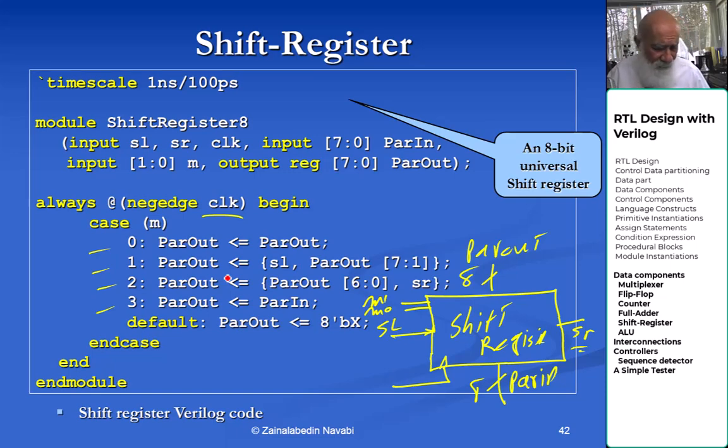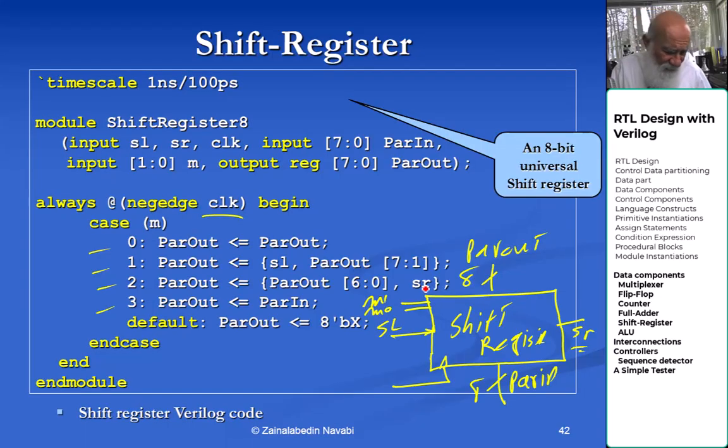And if mode is 2, meaning that it's 1 0, then take the serial right and put it inside curly brackets. Curly brackets is for concatenation, and put par out 6:0 to the left, SR to the right. That forms an 8-bit vector. Clock that into par out, and then this becomes the left shifted output of the shift register.